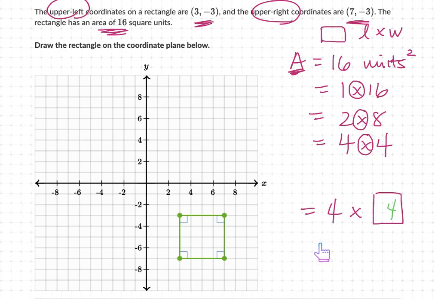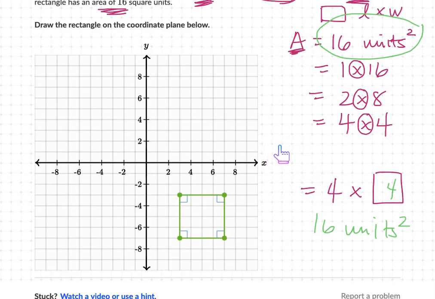Okay, and then if you wanted to double check and make sure it's 16 units inside, the area is the space inside, you can count all the boxes inside. 1, 2, 3, 4, 5, 6, 7, 8, 9, 10, 11, 12, 13, 14, 15, 16. Yes, there are 16 units squared inside. Okay, so that's area. Area is multiplication. Remember, perimeter is adding. The perimeter of this shape right here, let me put it here in this color.